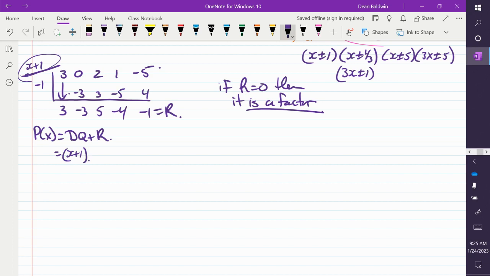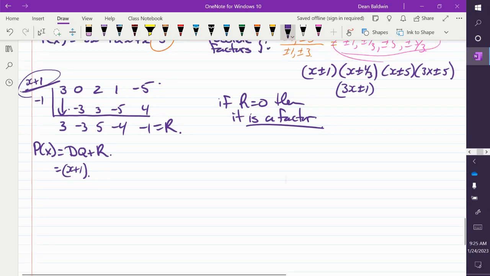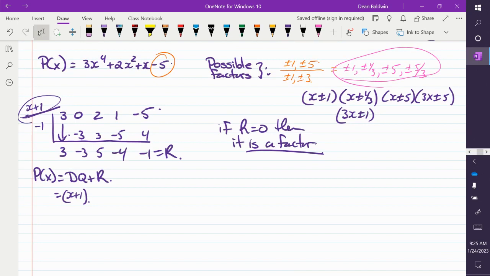What's Q? Quotient. How do you find the quotient from the numbers we have here? It's everything but the remainder, right? Now, the only thing you have to think about is we're dividing a fourth degree by a linear. So what's the degree of the quotient? 3. It goes down by 1, right? So the quotient is 3x cubed minus 3x squared plus 5x minus 4. Tack on the minus 1 and you're done. So this is our quotient. There's a divisor and there's a remainder.